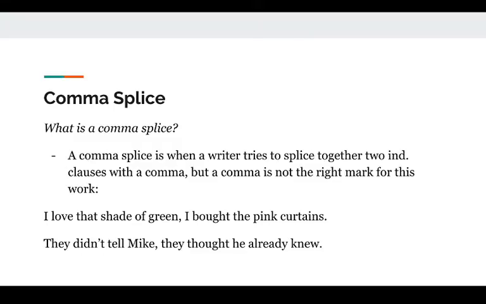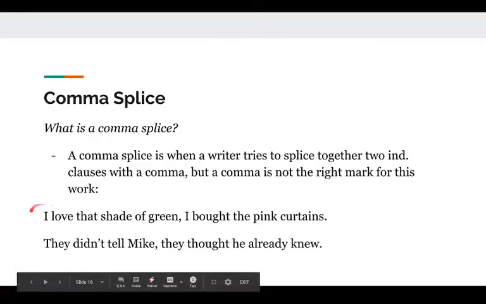So comma splices are also very common in writing. So what is a comma splice? A comma splice is when a writer tries to splice together two independent clauses with a comma, but a comma is not the right mark for this work. So here, I love that shade of green, comma, I bought the pink curtains. They didn't tell Mike, comma, they thought he already knew.